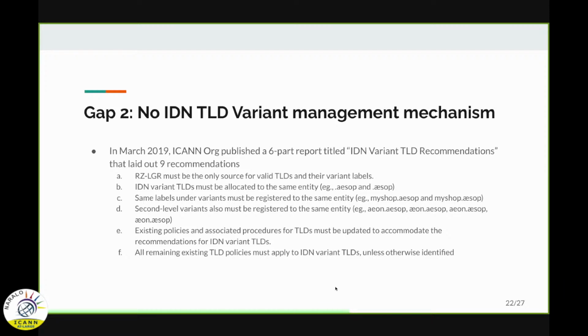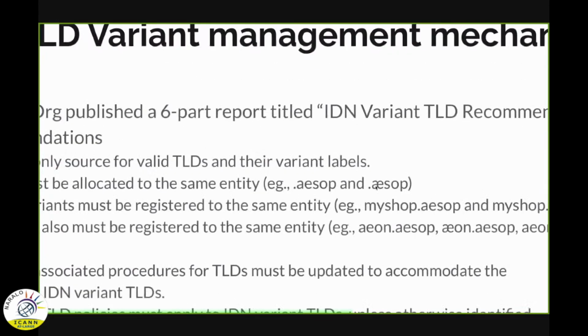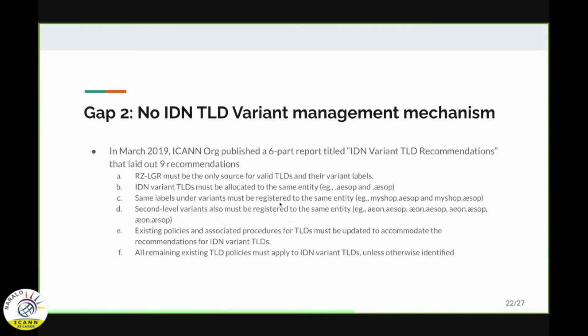These are all very detailed, and one of the big problems in IDN work is that there are too many details. The recommendations include that the root zone LGR must be the only source for valid TLDs and the variants. Now, the IDN variant TLDs must be allocated to the same entity. If you remember, we had this character AE fused together, this glyph, and this AE separately. Both are GTLDs which are IDN variants. So the same entity constraint says that IDN variant TLDs must be allocated to the same entity. Same labels under variants must be registered to the same entity.